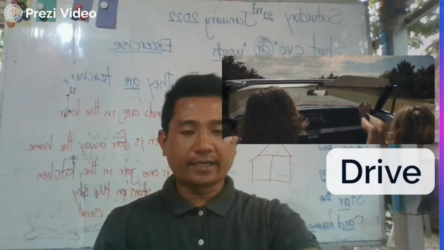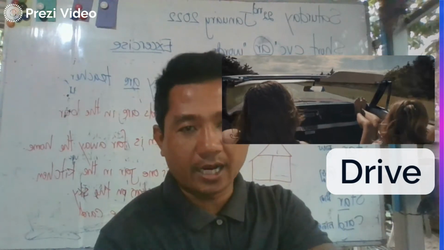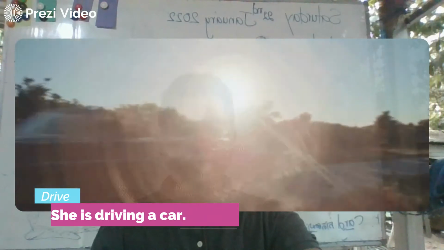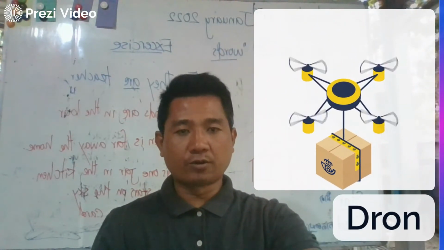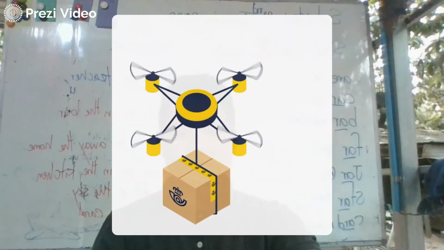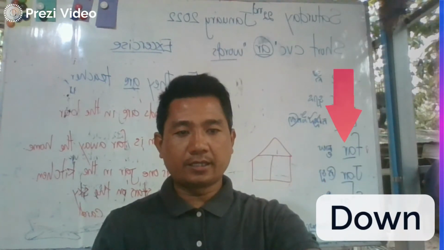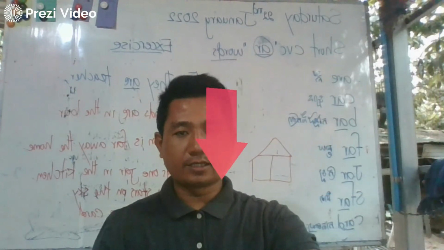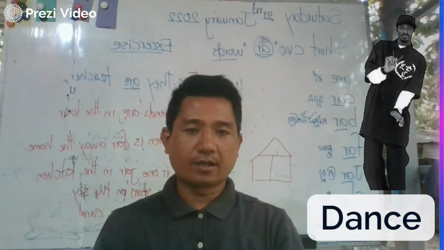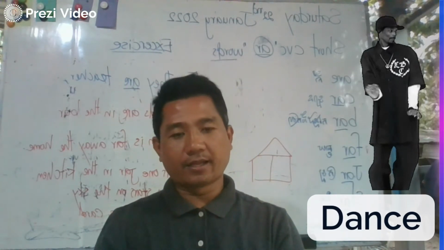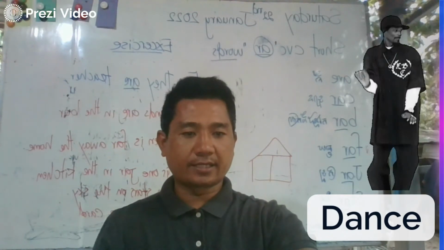D, try. She is driving a car. Okay. D, drone. Okay. D, down. Okay. Next. D, dance. The man is dancing. D, dance. Okay.